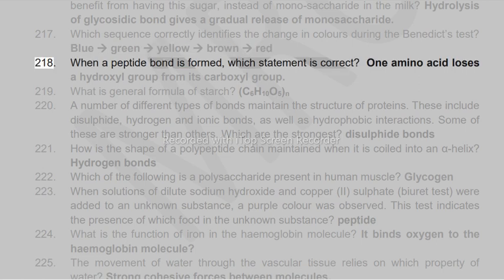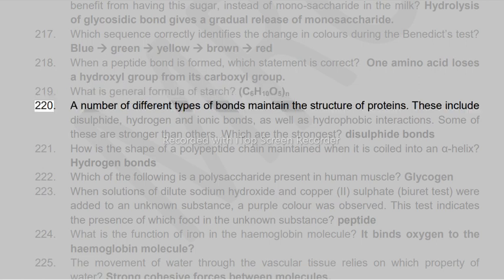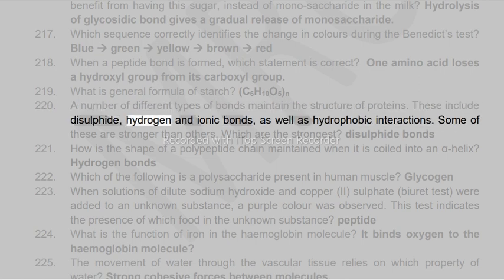218. When a peptide bond is formed, which statement is correct? 1 amino acid loses a hydroxyl group from its carboxyl group. 219. What is the general formula of starch? C6H10O5, n. 220. A number of different types of bonds maintain the structure of proteins. These include disulfide, hydrogen and ionic bonds, as well as hydrophobic interactions.